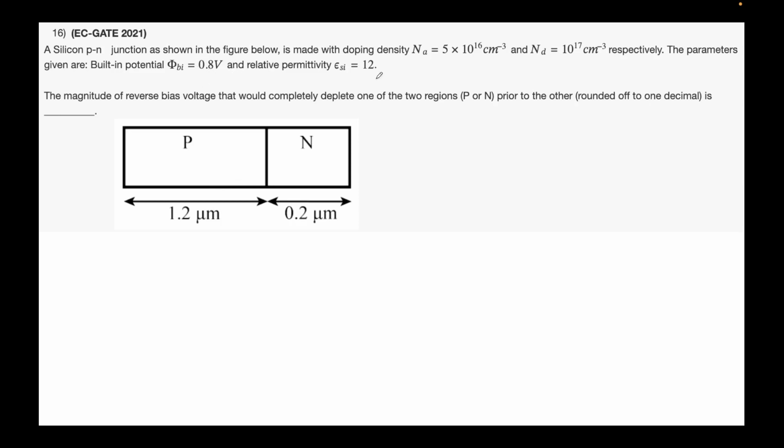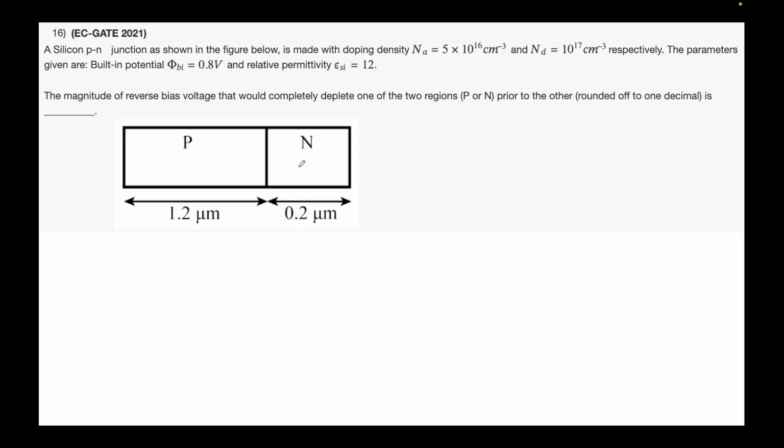Built-in potential is given, permittivity is given, right? The magnitude of reverse bias voltage that would completely deplete one of the two regions prior to the other is... So forget about the term reverse bias for now. Let's just see what it's talking about.